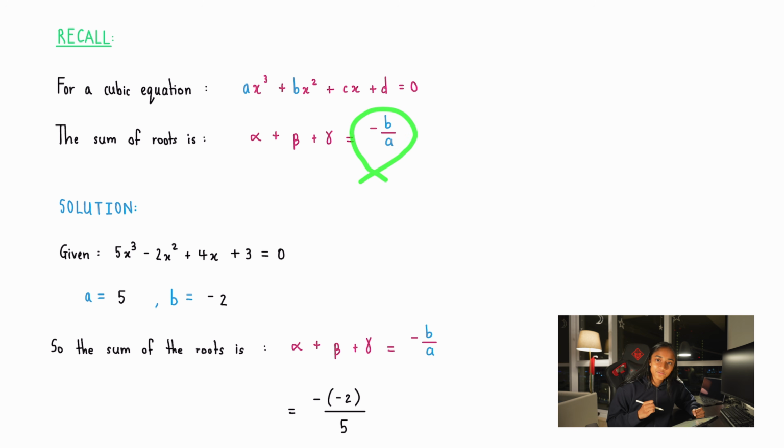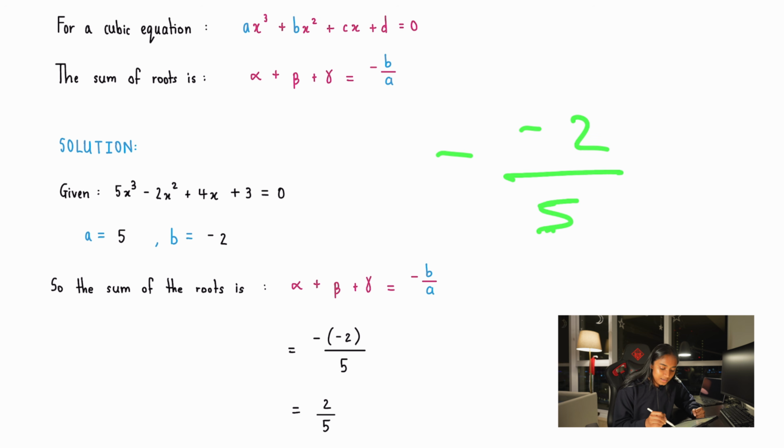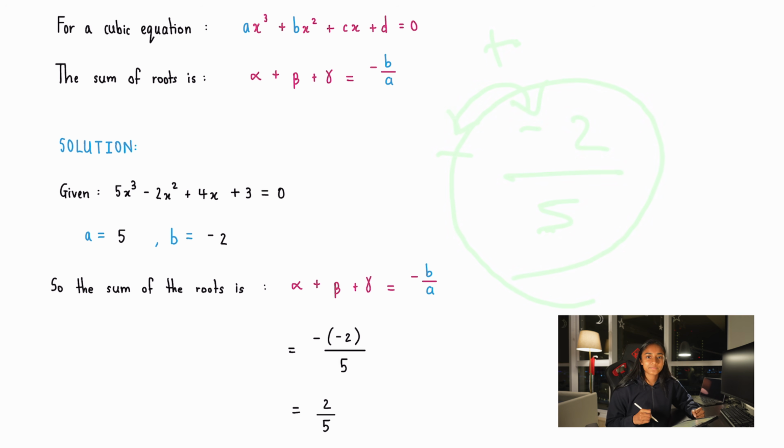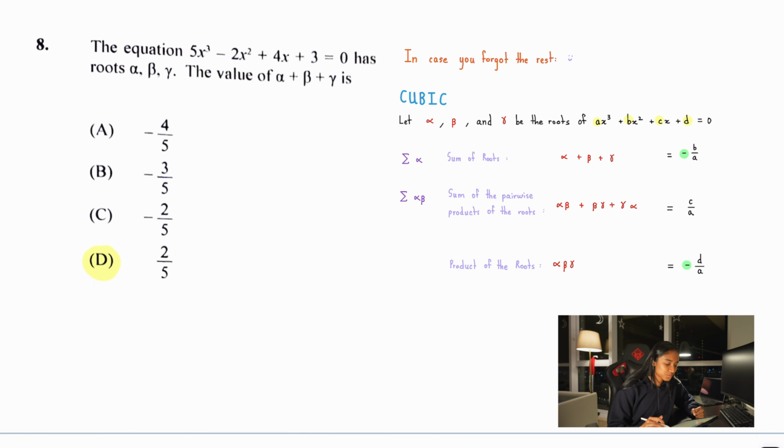We plug it into this formula. We have minus 2 over 5. A minus and a minus makes a positive, so we get positive 2 over 5. And that is how easy that was.